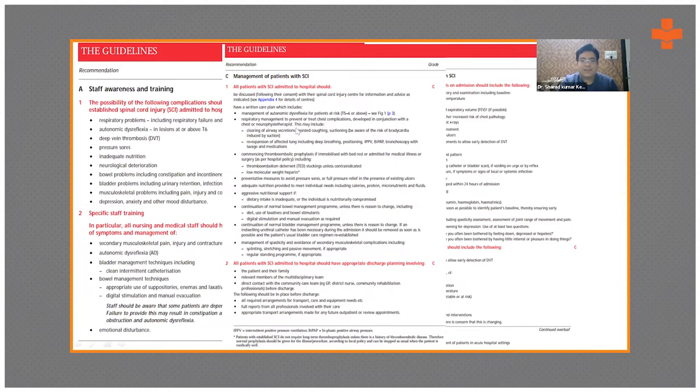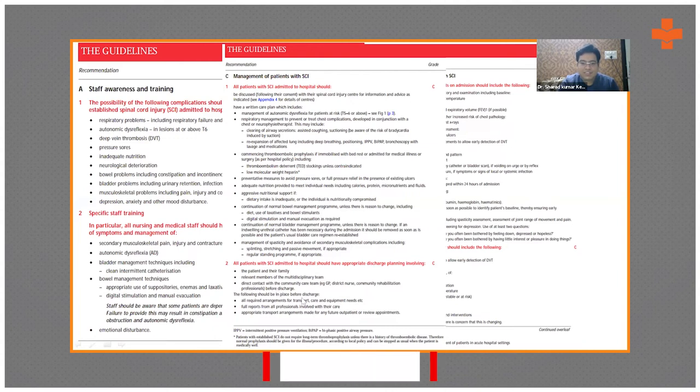The respiratory management to prevent or treat complications. Okay, and then thromboembolic prophylaxis has to be given. All pressure sores have to be prevented through and through and managed if they are there. Adequate nutrition has to be provided, right? And lastly, they should have appropriate discharge planning involving the patient and the family and relevant members of the multidisciplinary team. Direct contact with the community care team should be made.